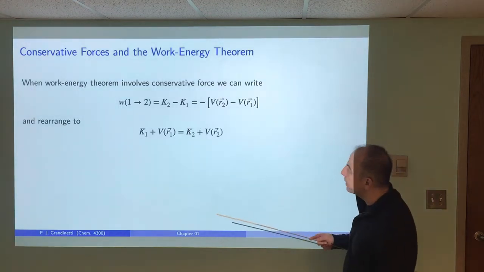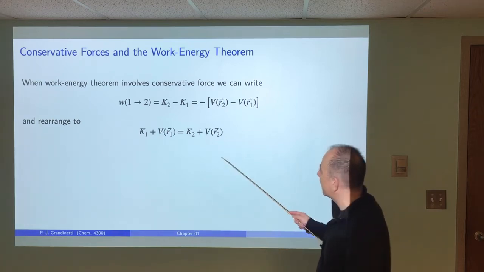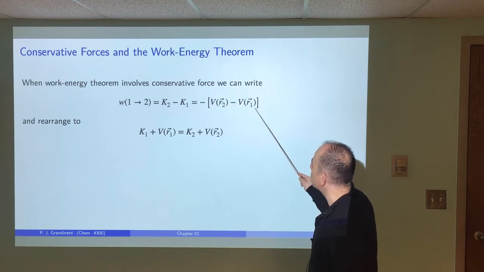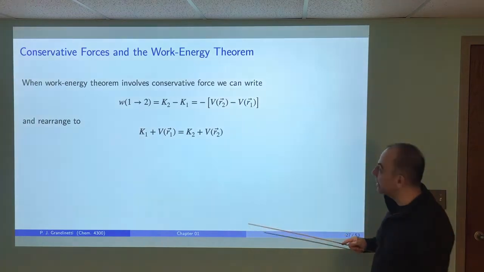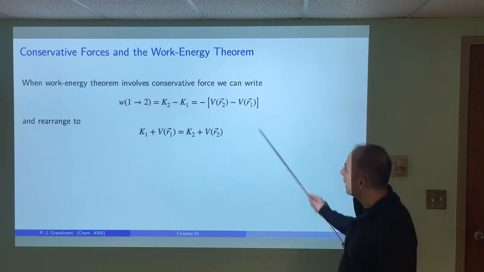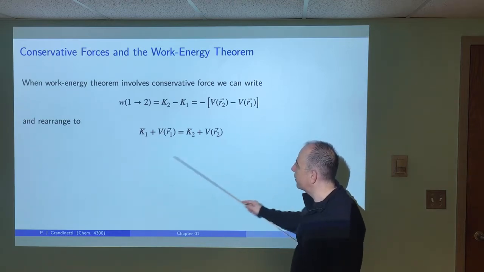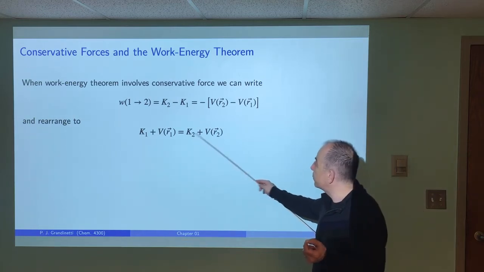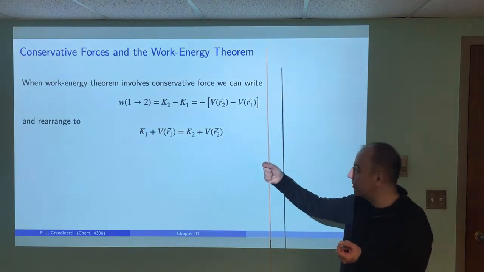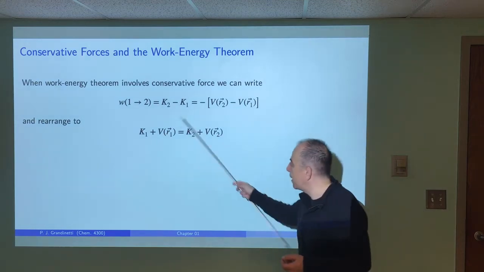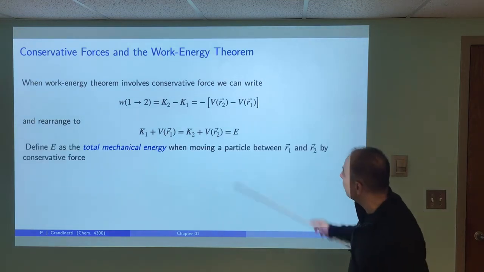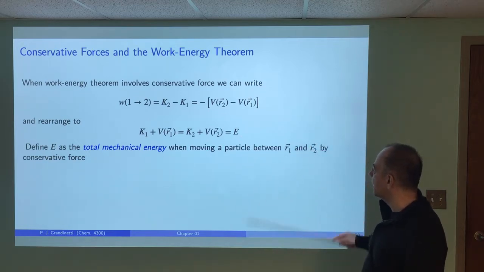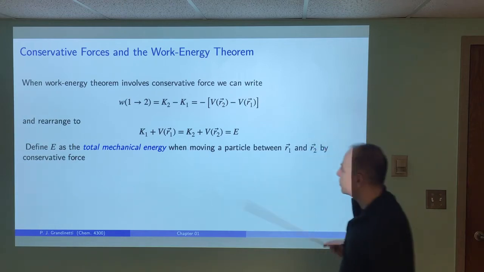If I take the work-energy theorem for conservative forces, then I can write what we know, that the work is the difference in the kinetic energy, and now I also know that it's equal to the difference in the potential energy with this negative sign here. I can rearrange that and I get this expression, that the sum of the kinetic and potential energy at the first position is equal to the sum of kinetic and potential energy at the second position. So those sums have to be equal to each other. And we're going to define that as the total mechanical energy when a particle is moving between 2 positions by a conservative force.